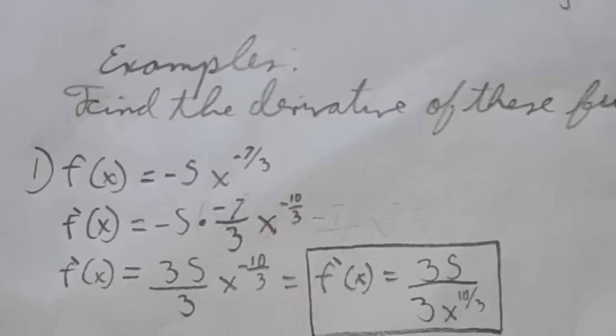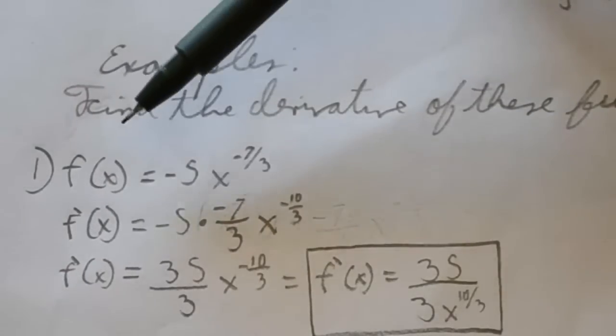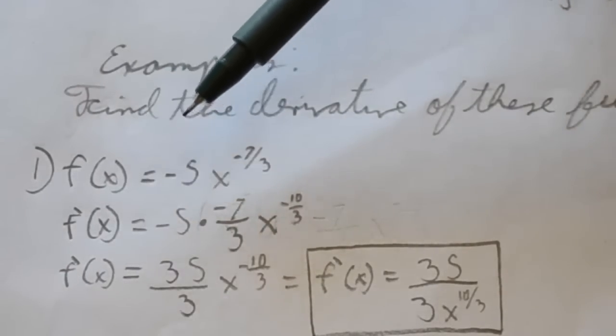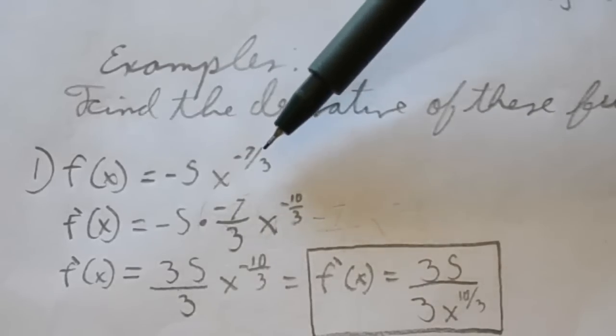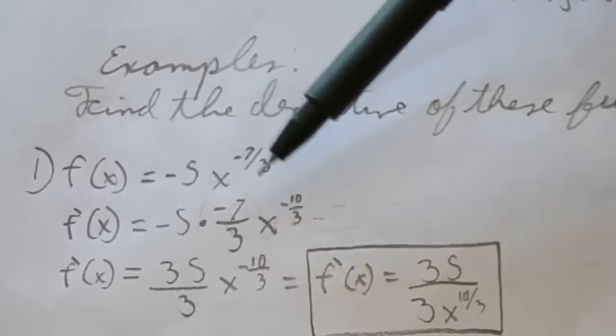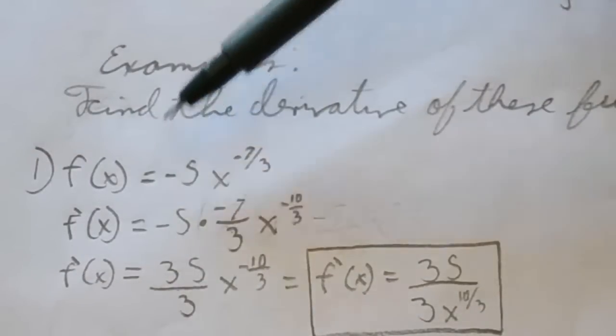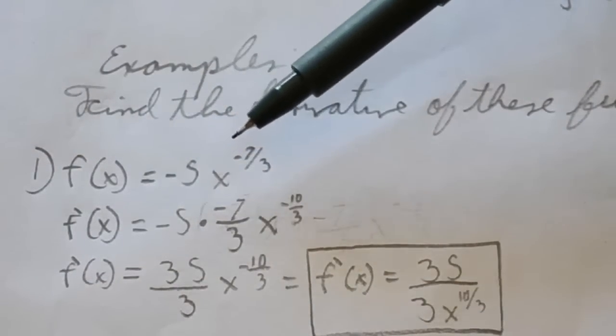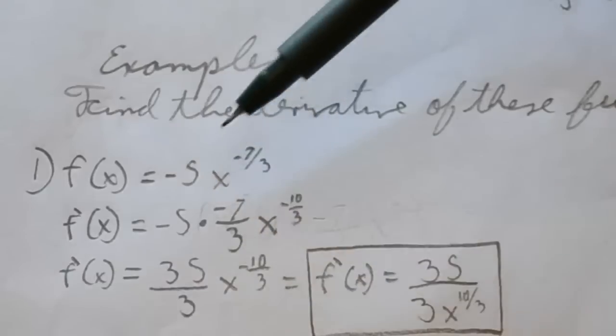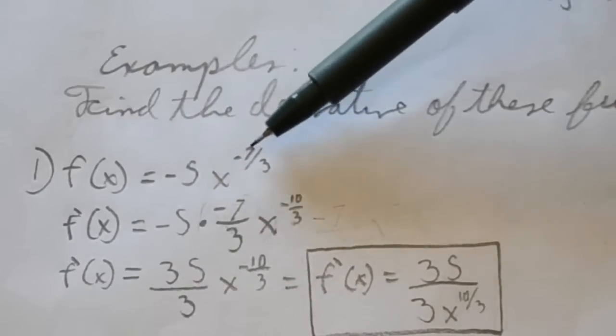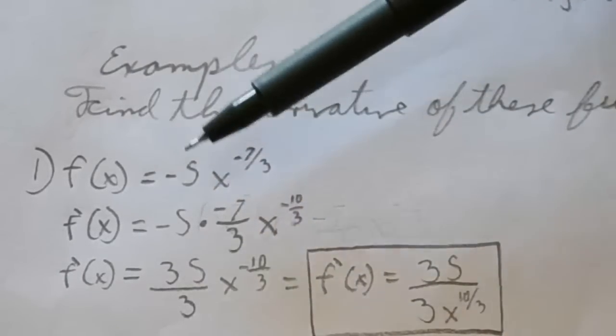Sebastian, please kick off the examples. Examples. For these examples, find the derivative of the function. So, f of x in this case is negative 5x to the power of negative 7 over 3. Here we have a composition of two functions. First we have a constant times a function. And then we have x to the power of n, with n being negative 7 over 3, and the constant being negative 5.